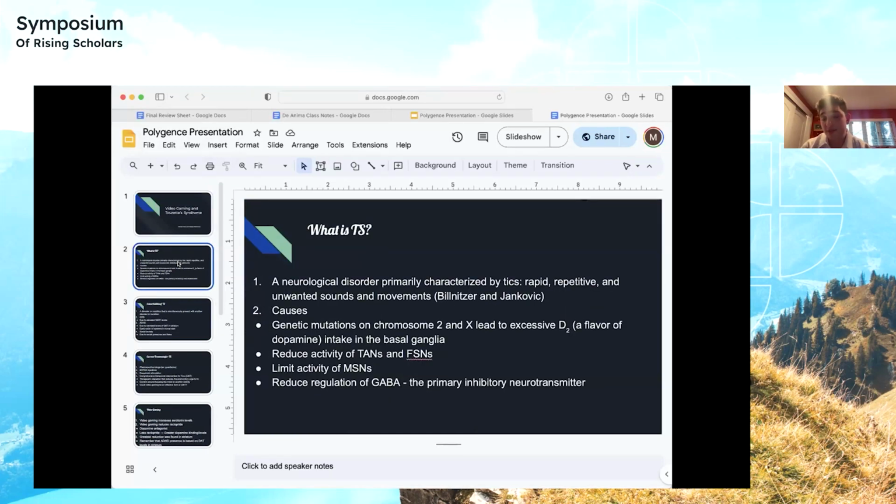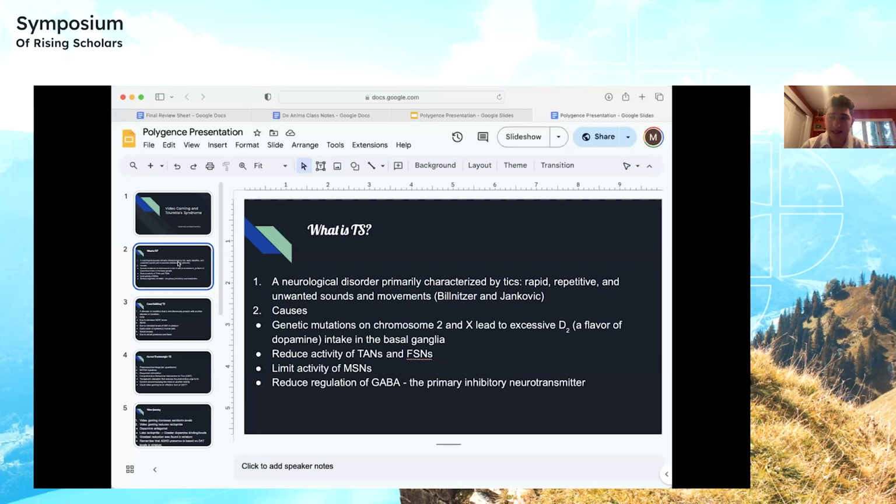So what is Tourette syndrome, which I'll refer to as TS throughout the session? Basically, Tourette's is a neurological disorder that's primarily characterized by tics. Tics are, as you can see here, rapid, repetitive, unwanted sounds and movements. The exact causes of tics are unknown, but it's theorized that they are due to genetic mutations on chromosome 2 and chromosome X, which lead to an excess in dopamine levels, specifically the flavor of D2. Flavor is a type of dopamine. Males are typically 3 times more likely to have Tourette syndrome than females.